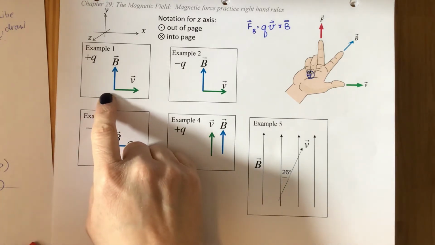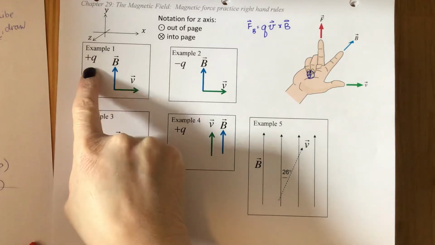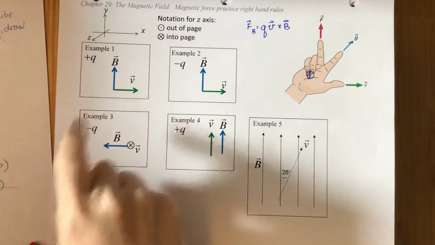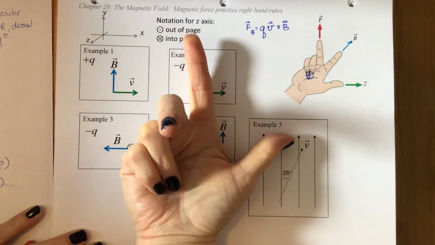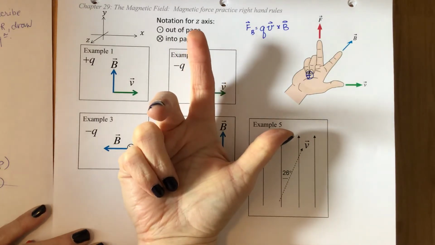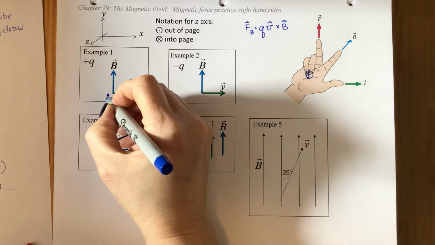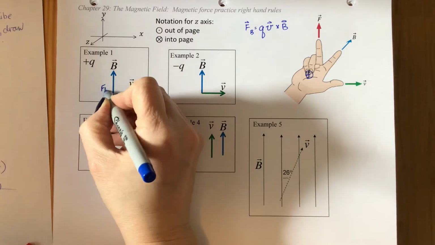Okay, example 1. We have a positive charge moving to the right in a magnetic field that points up. So we'll put our thumb with V, our index finger with B, and we see that our middle finger, the force, points out of the page or towards you. So there's the direction of the magnetic force, out of the page.